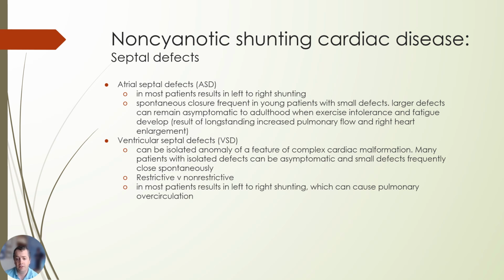In most patients, that results in a left to right shunt, which can cause pulmonary overcirculation, which is when there are abnormal amounts of blood to the pulmonary vasculature. In infants, that often results in failure to thrive, poor weight gain, poor feeding, especially PO feeding, and tachypnea.